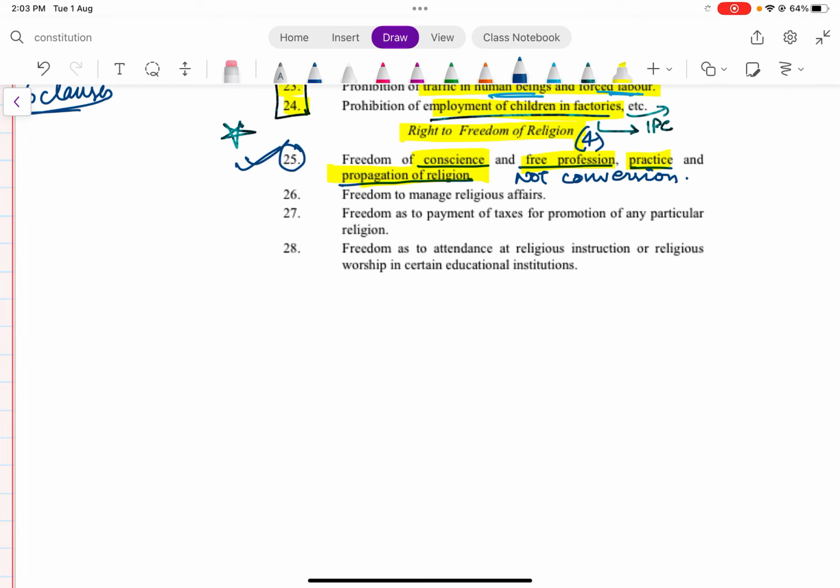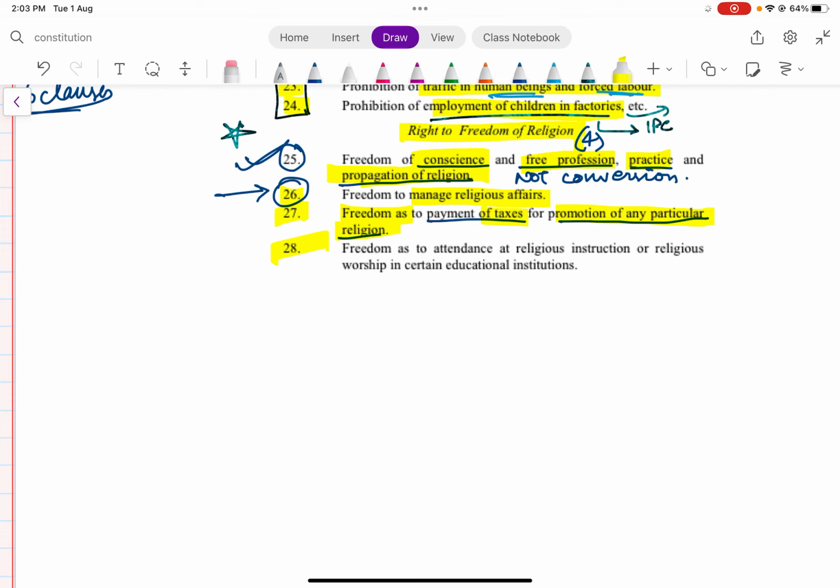That is 25. 26 is about managing religious affairs. So related to a trust, or any code that you want to protect, 26 is the article which gives you protection to manage religious affairs. Now, freedom as to the payment of taxes for promotion of any particular religion. You have a freedom regarding payment of taxes for promotion of any particular religion. Then you can also do that under 27.